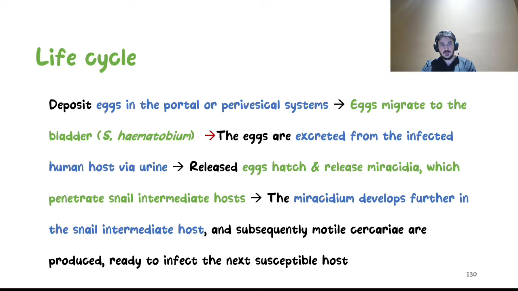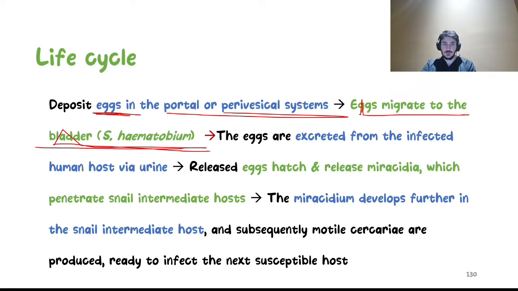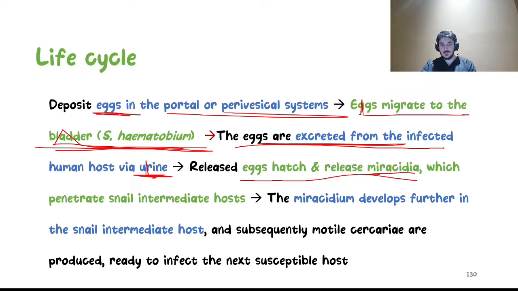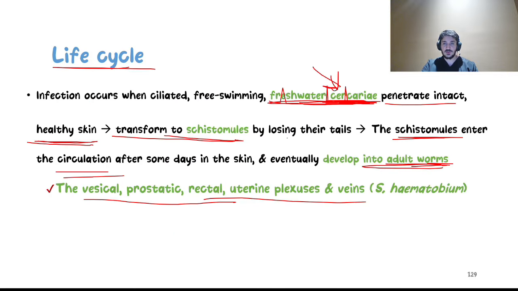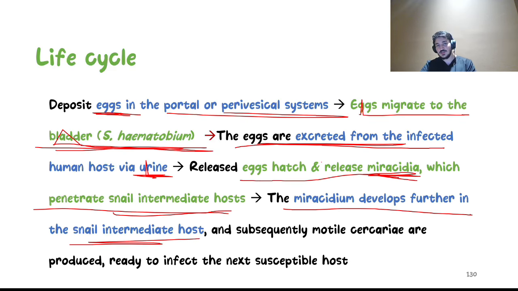After that, eggs are laid in the venous plexus. These eggs go to the urinary bladder, and they're released through urine, and these eggs will hatch, releasing miracidia, which will repeat the cycle by penetrating the snail, and grows in the snail into the cercaria. Then the cercaria will penetrate the healthy skin and develop into schistosomule. Schistosomule will grow into the adult worm. The adult worm lays the eggs. The eggs go through the venous plexus to the urine. The eggs hatch into miracidia, infecting the snail, repeating the cycle.